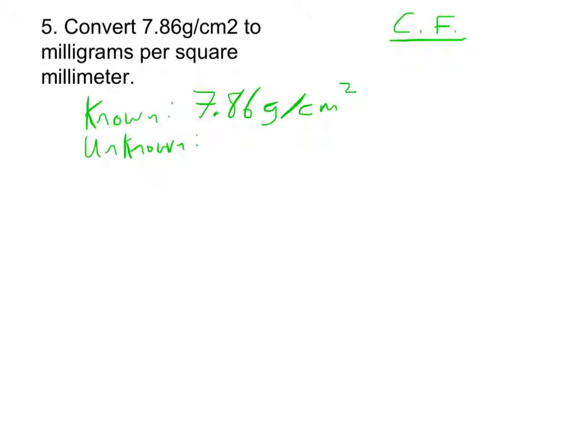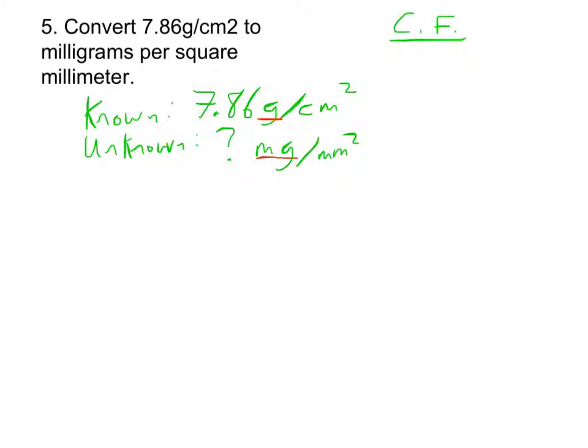Our unknown is what we're looking for, so we're trying to convert this to milligrams per square millimeter. So for our unknown, I'm going to write, we're trying to find milligrams per square millimeter. This problem gives us 0 conversion factors, so we need to figure out the conversion factors on our own. In the known, you have grams, and in the unknown, you have milligrams. So how are you going to convert grams to milligrams?